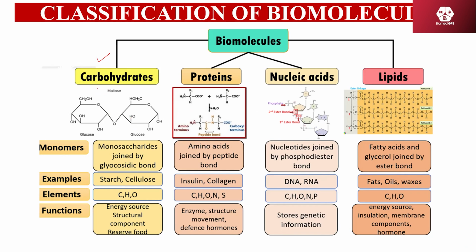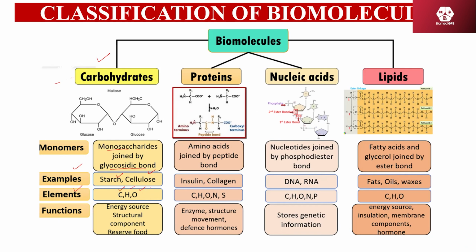The monomeric units of the carbohydrate molecules are monosaccharides. Monosaccharides join together and form long chains of carbohydrates. And these monosaccharides are joined together by glycosidic bonds. The examples of carbohydrates include starch, cellulose. There are several others like sucrose, fructose, maltose. So there are so many other examples. And the basic elements that are present in all the carbohydrates are carbon, hydrogen, and oxygen.